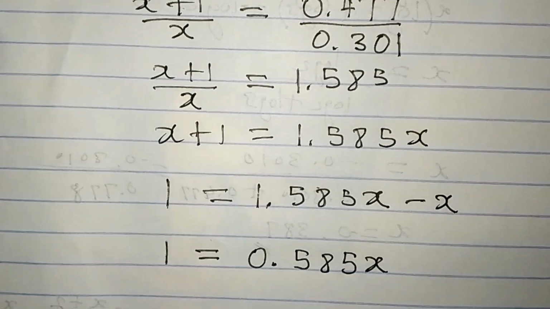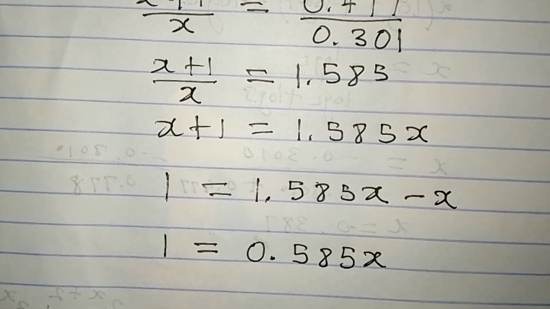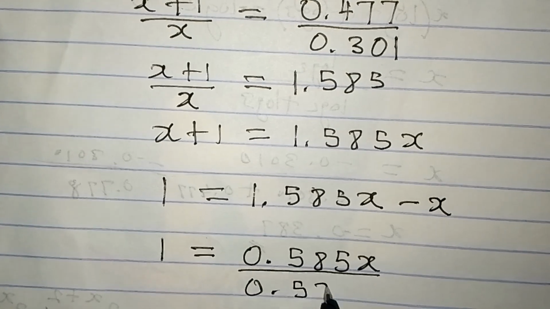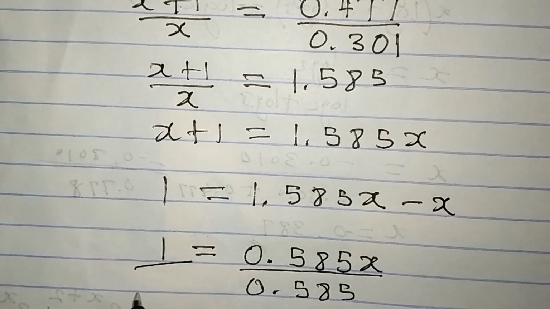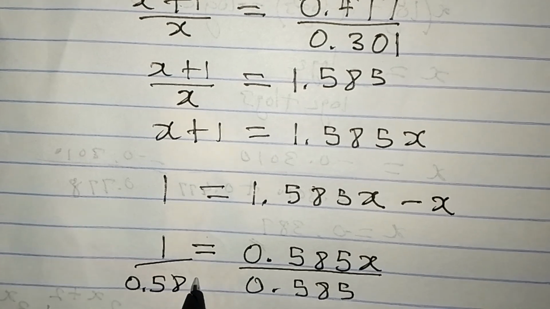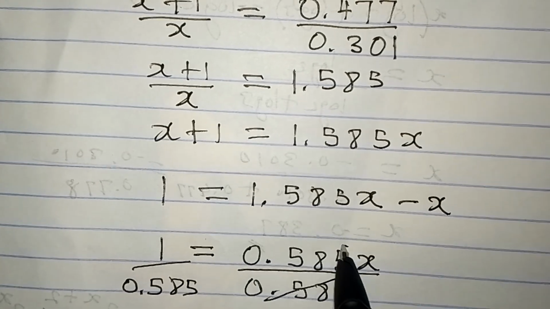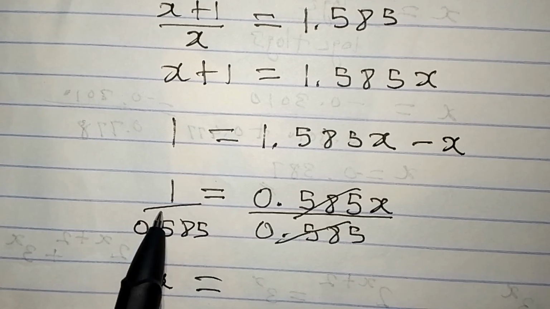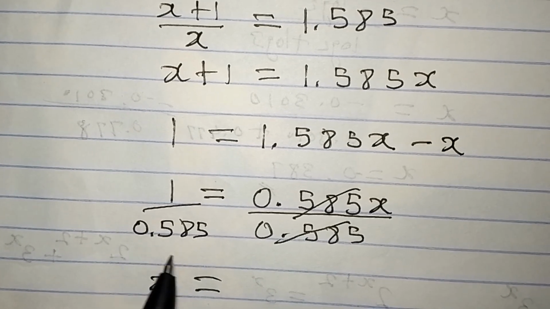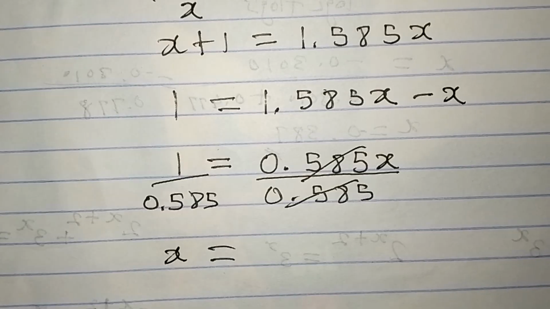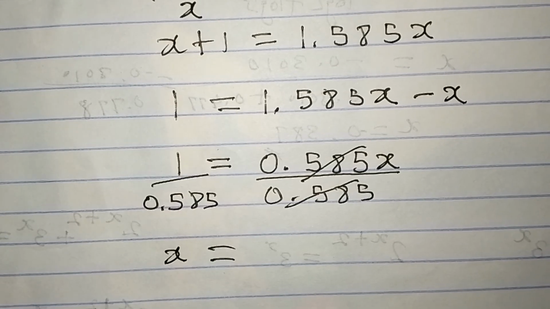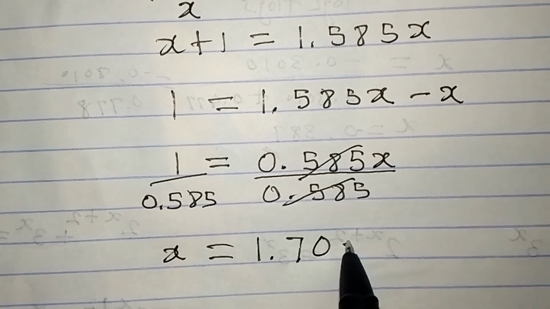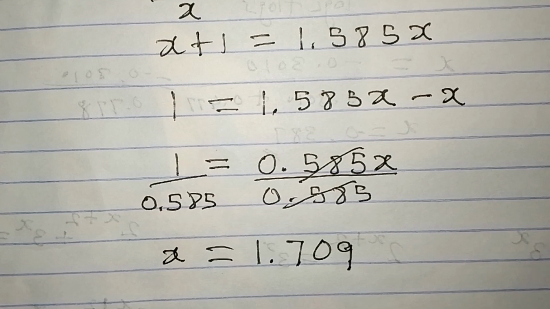0.585x. But remember that we are looking for the value of x. So we can divide this by 0.585, then divide this as well by 0.585. This is going to cancel this. And now our x will be equal to this. And it's 1 divided by 0.585. Okay, so after dividing, we are having approximately 1.709. So this becomes the value of x.